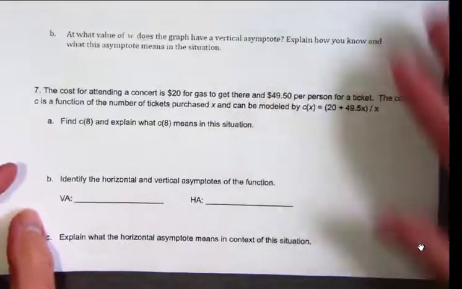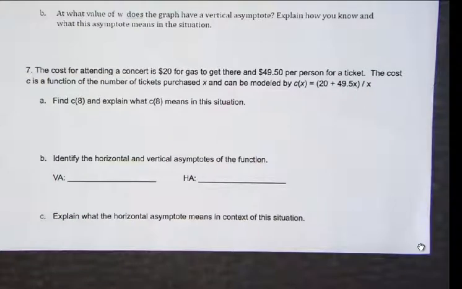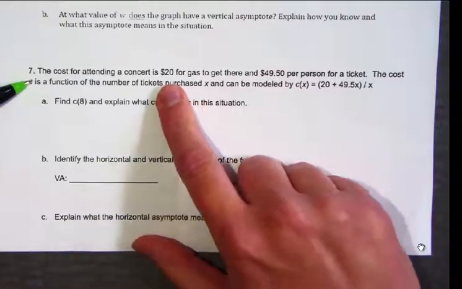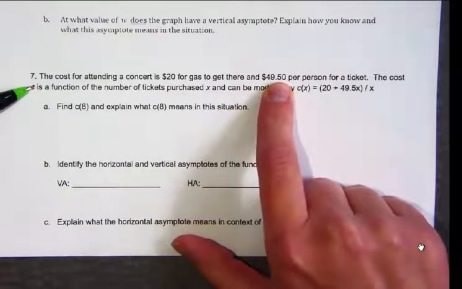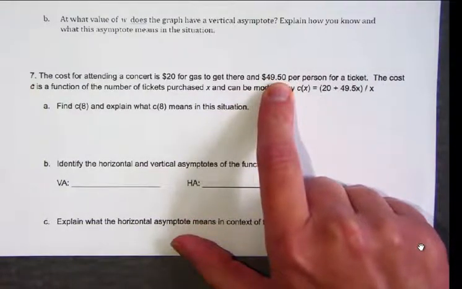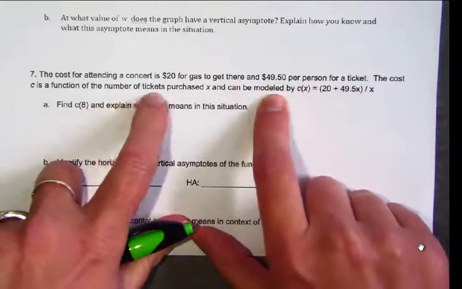All right, let's flip over and let's just take a look at number 7. I really like this one. This is almost like how when I was growing up as a kid, we'd go to concerts all the time in Chicago, and we'd try to get as many people as we could fit into the car because we were trying to split gas among lots of people. So the cost for attending a concert is $20 for gas to get there and $49.50 per person for a ticket. So this cost is the function of the number of tickets purchased.